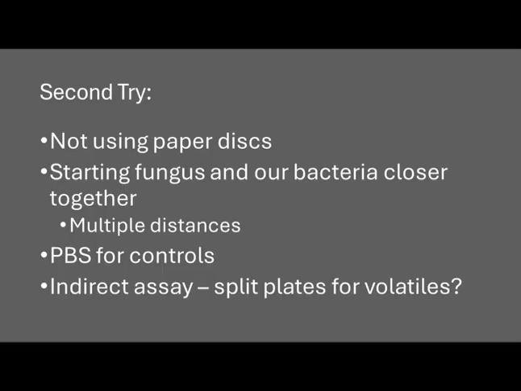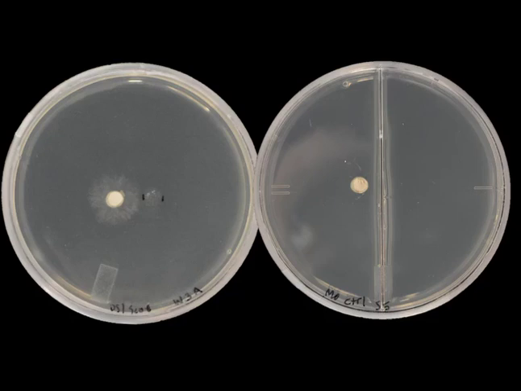Instead of adding nothing, I put droplets of PBS on the control plates. It's the same buffer solution that the Streptomyces suspension was made in. I also started another set of plates, but these had dividers in the middle so that the agar from either side wasn't directly touching. Since Streptomyces do give off volatiles, this was designed to see if those might have an influence on the fungus.